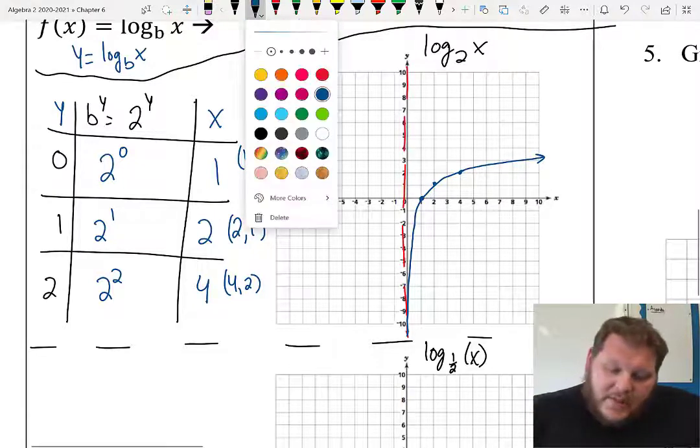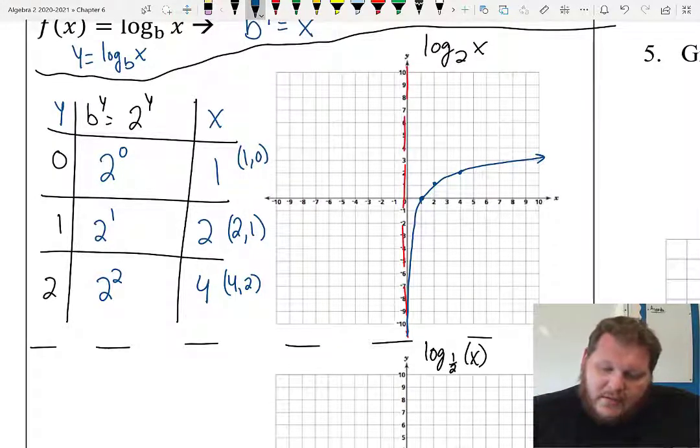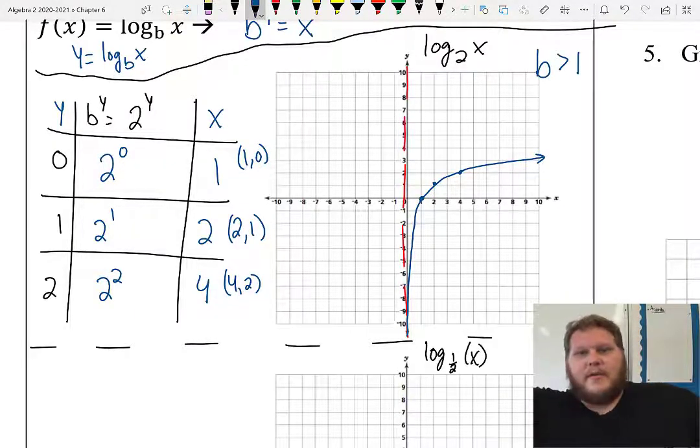So this is what my graph should look like when my base is bigger than 1. It's going to curve up on the right side.